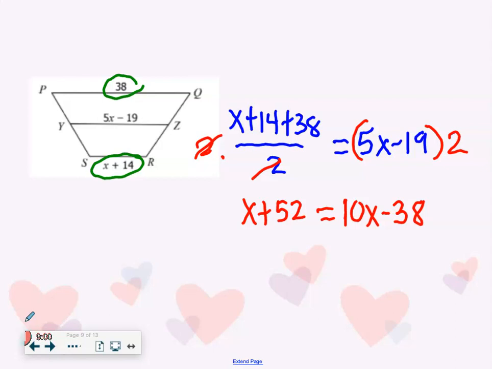Bring my x's to one side, my numbers to the other. So we're going to have what? 9x. You're right, 9x. 38 plus 52 is 90.